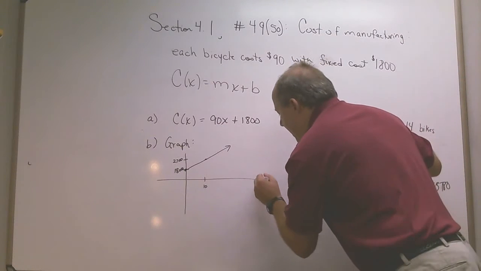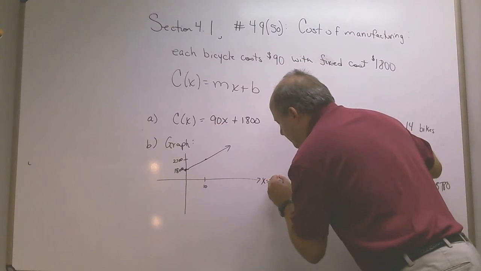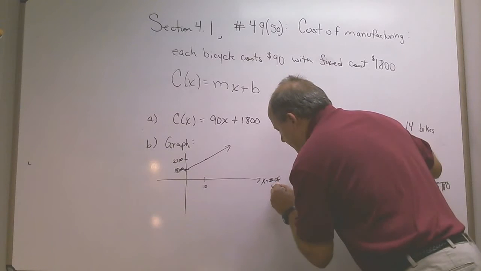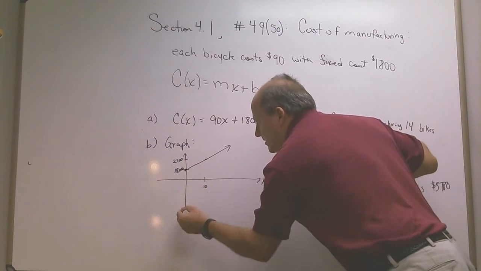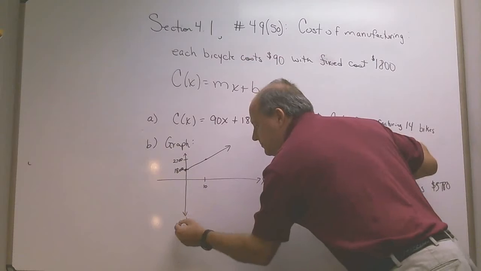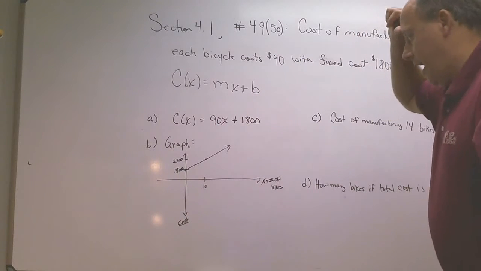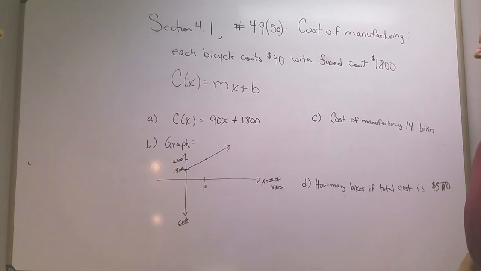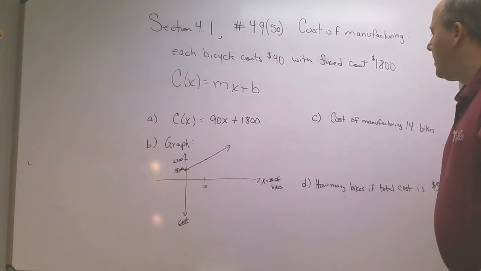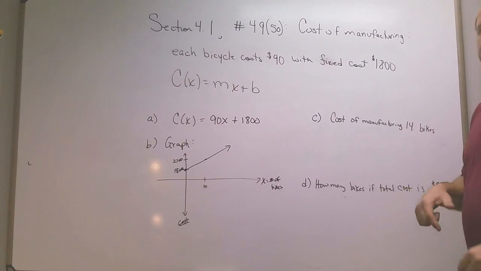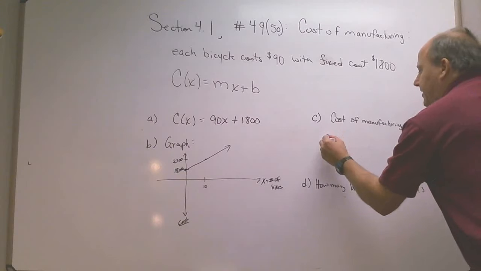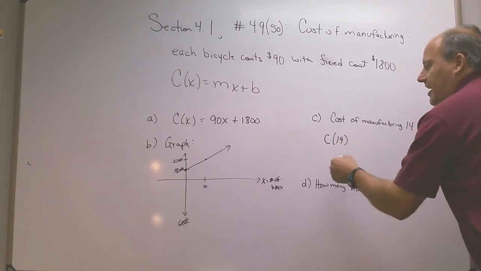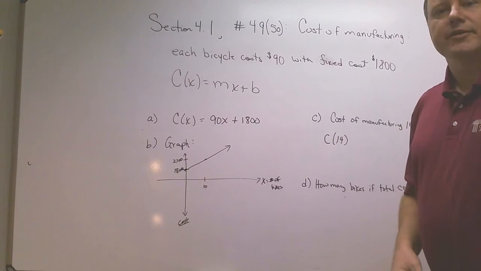Because remember, x represents the number of bikes, and this line here represents the cost of manufacturing them. So that's kind of what the graph would look like. Now, cost of manufacturing 14 bikes, very easily done. It's just solve C of 14, just like I did C of 10 and got 2,700.